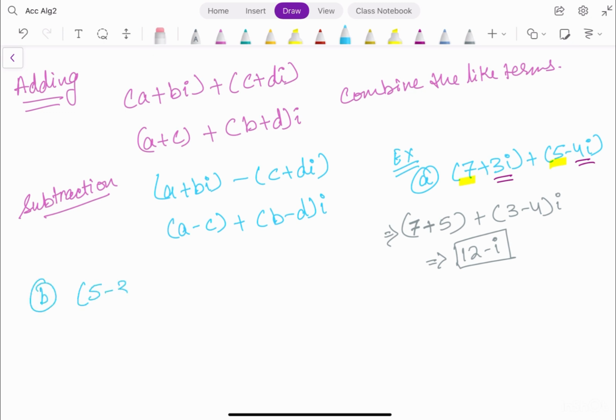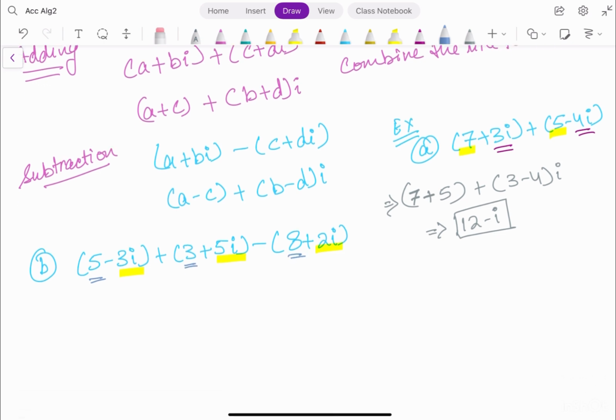Let's take another example. Let's take three complex numbers and we will add and subtract them. Again, the rule is the same. Combine the like terms, combine the real part and combine the imaginary part.